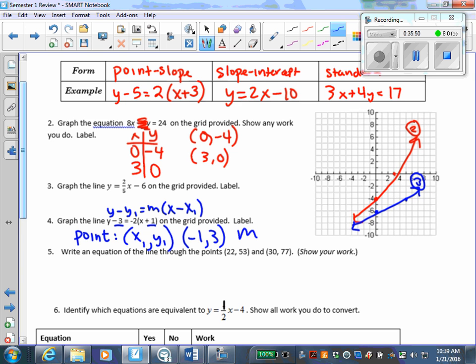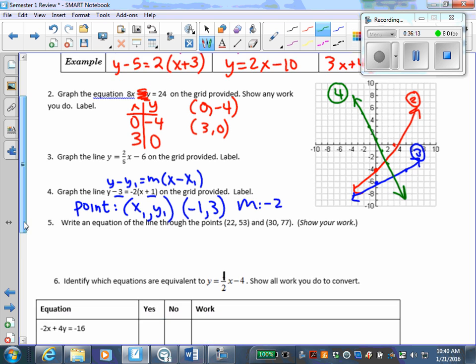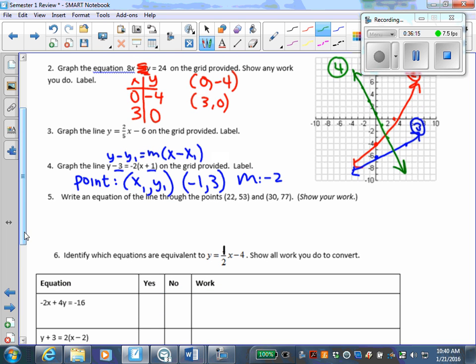I'm going to do this in green. So I graph the point negative 1, 3, 1, 2, 3, and I'm going to go down 2 to the right 1. Do that a few times to get a good line. Should look like that. That was number 4. That makes me feel sad how gross those lines look. Straight edges, please.